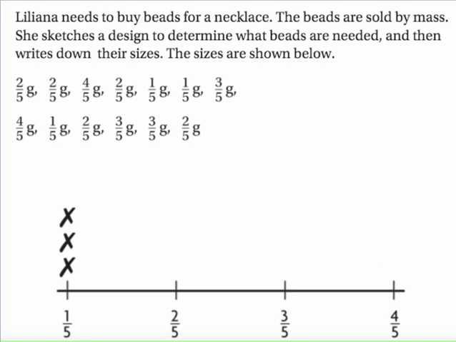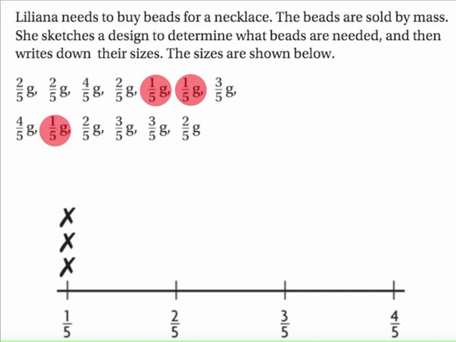So let's start with 1/5. 1/5 is already done for us. And if you look in our data set, 1/5 happens 3 times. So that means we're going to put 3 X's in the 1/5 column. Notice that every X is exactly the same size and spaced apart exactly the same.